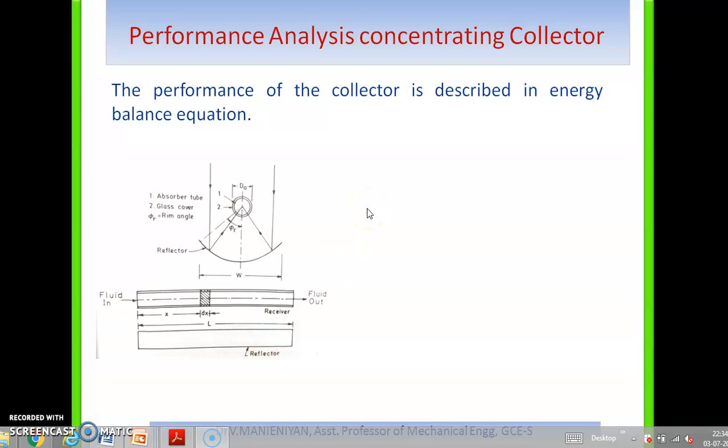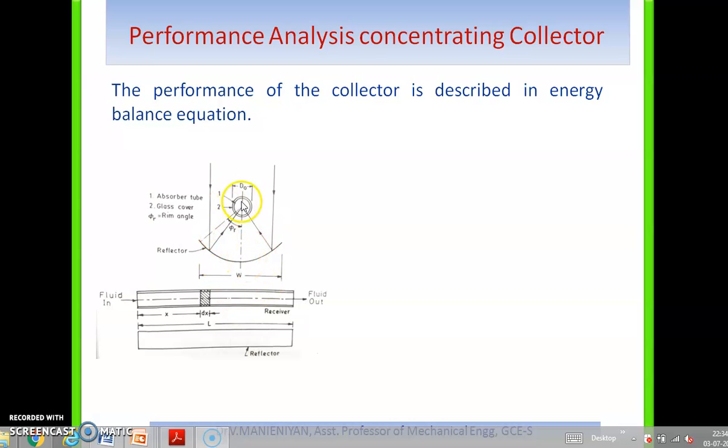So now we have discussed the performance analysis of concentrating collectors, cylindrical parabolic concentrating collectors. Now the energy balance is used to describe the performance of a focusing collecting system, as done with the flat plate collectors. So now consider a parabolic collector to be shown here.